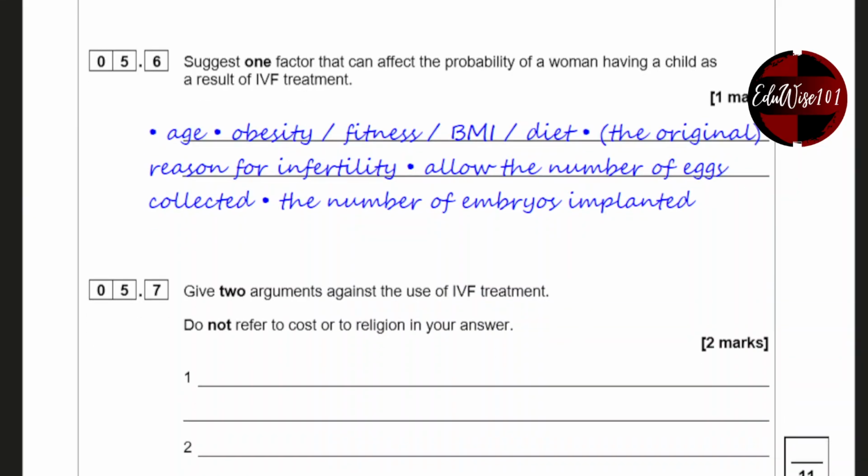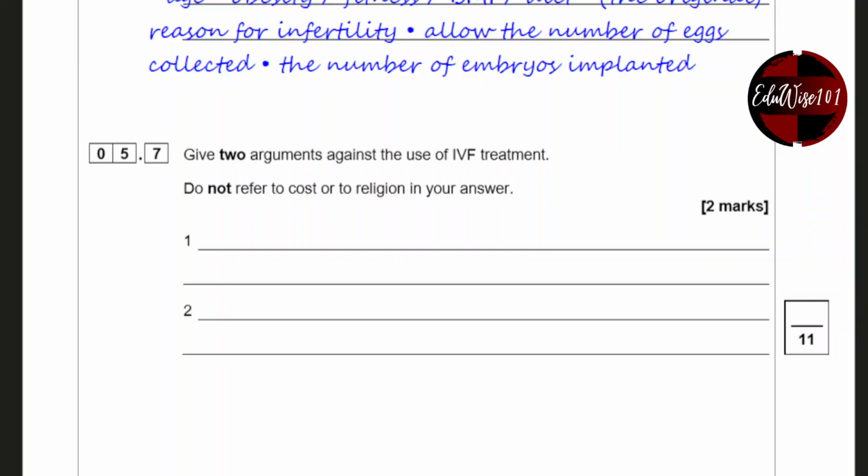Give 2 arguments against the use of IVF treatment. Do not refer to cost or to religion in your answer. Why shouldn't women have IVF treatment? Well, having IVF treatment is a stressful process. It's not easy emotionally, and it's costly. And sometimes it can result in multiple births, which might actually put the mother in danger.